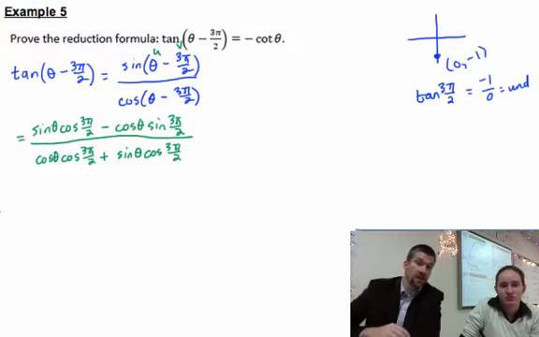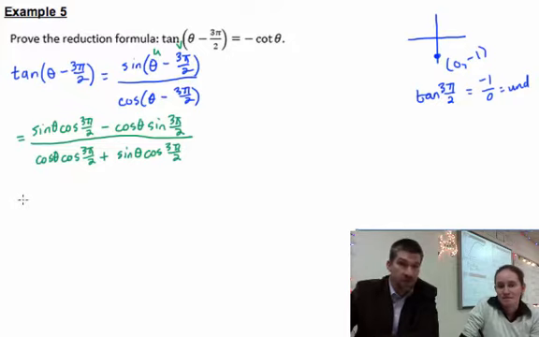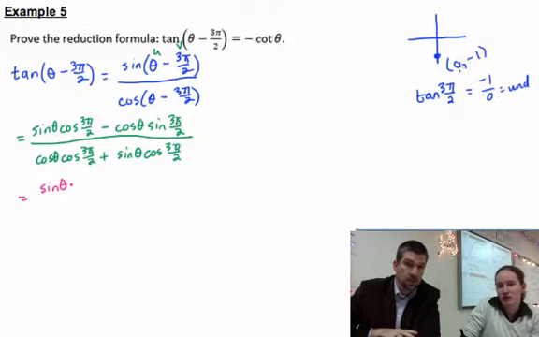Now what we have is a situation very similar to some of our previous examples, where we can actually find the sine and cosine of 3 pi over 2. That's information that we know. The cosine of 3 pi over 2 is 0. The sine of 3 pi over 2 is negative 1.